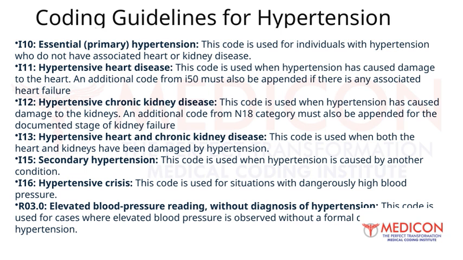Finally, if we observe an elevated blood pressure reading but haven't diagnosed hypertension yet, we assign the code R03.0. This helps document these observations even before a formal diagnosis is made. Understanding these codes ensures accurate and comprehensive documentation, which ultimately supports better patient care and data analysis.